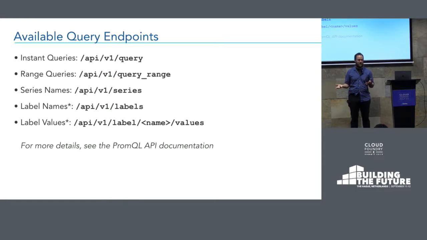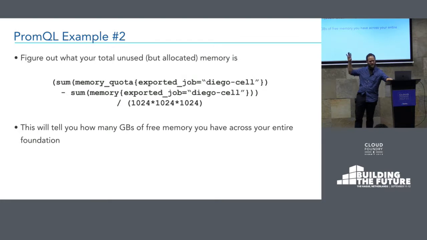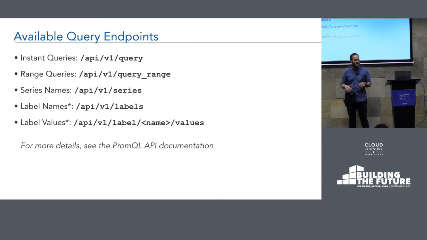If you're doing some exploration in Grafana, it's probably using this under the hood, but you can pass some labels and find out what series match those labels. You can get a list of all the label names. So if you go back to these PromQL queries, we've got job equals Diego cell, that's a label. Exported job equals Diego cell. Those are labels, so you can do some exploration and say, well, what are the things that my data is tagged with, so that I can actually learn about those and filter them down.